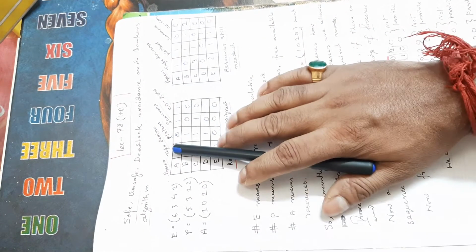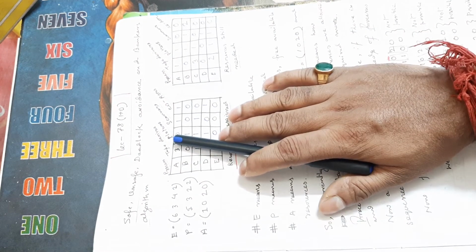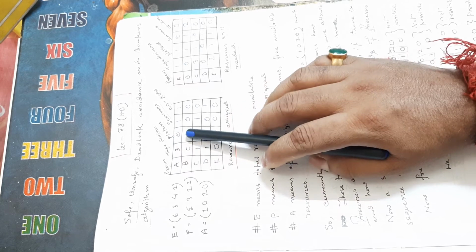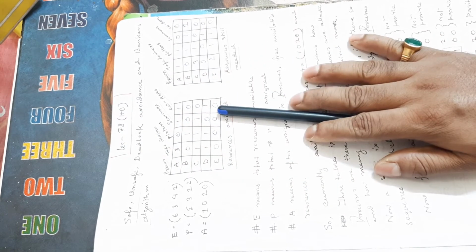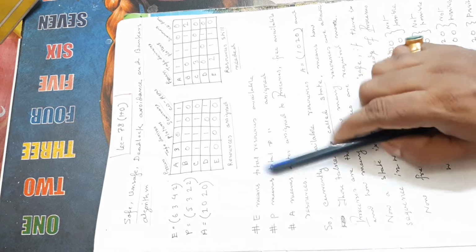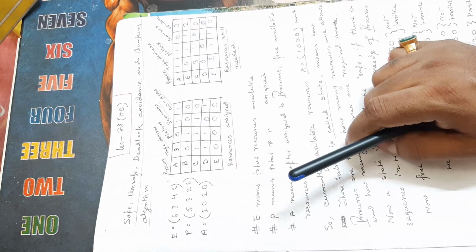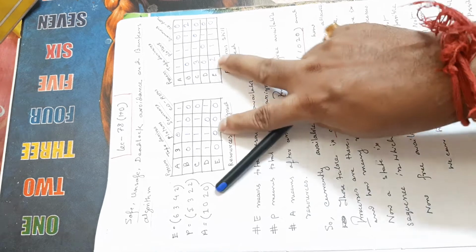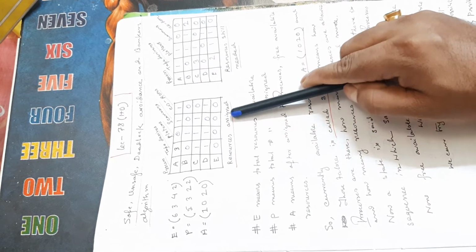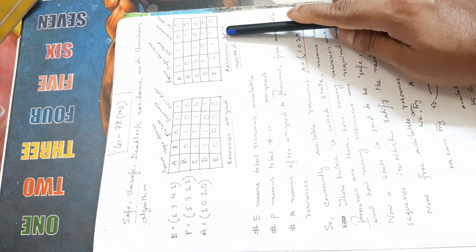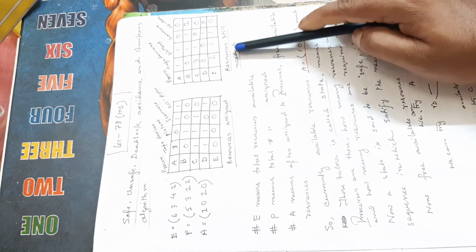Now, today we discuss deadlock avoidance, and we take an example to clear the safety algorithm. It is also called the Banker's algorithm. Now we have two matrices. One defines the resource assignment, and the other defines the resources still needed by the process.